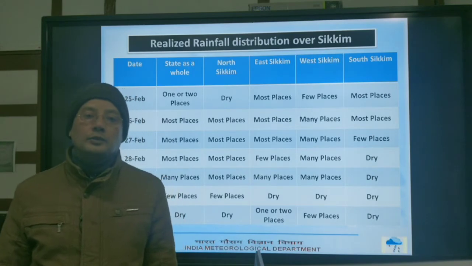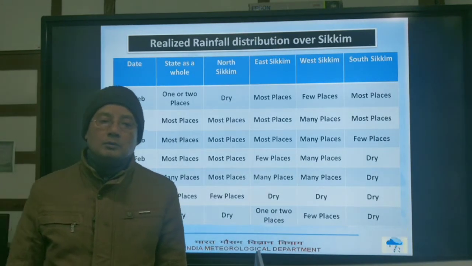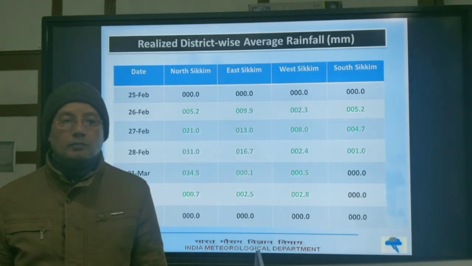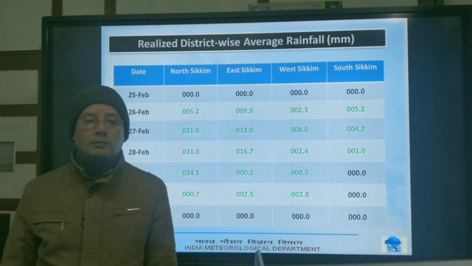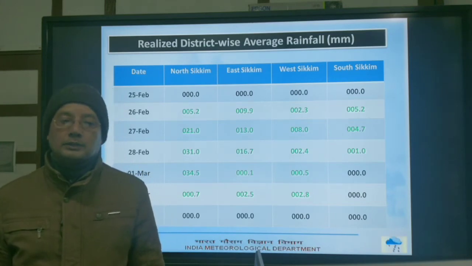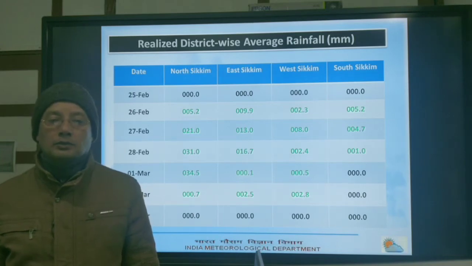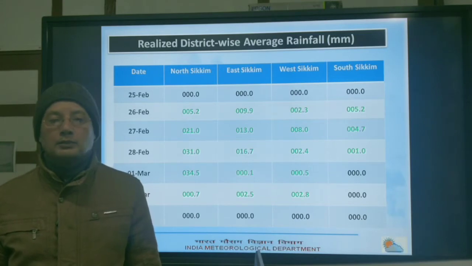Next we have realized rainfall distribution over Sikkim state. As you can see from the table, most of the days were rainy days during last week. Then we have realized district-wise average rainfall in millimeter. We can see from the table, north, east and west districts of Sikkim recorded rainfall from 26th of February till 2nd March, and south district of Sikkim recorded rainfall from 26th to 28th of February.